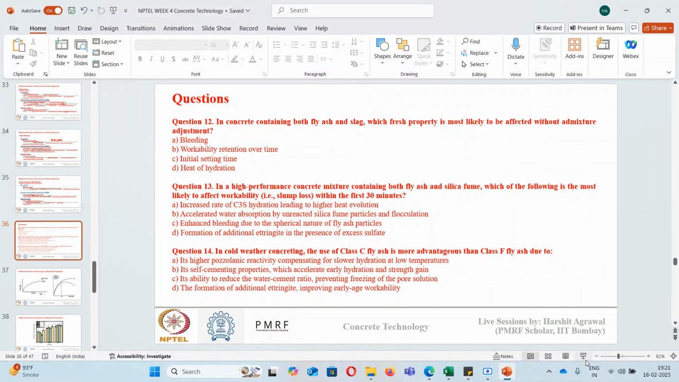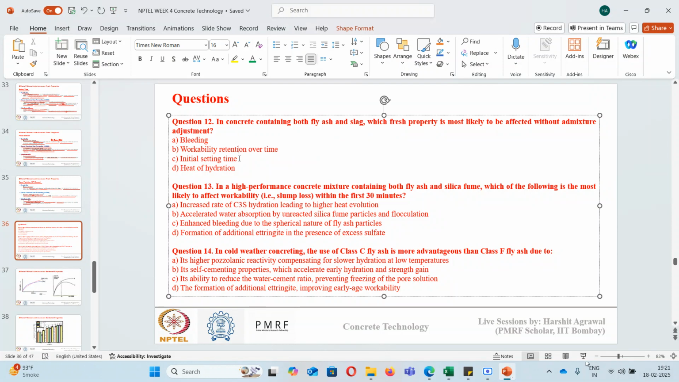Okay, let's see the answers to these questions now. The first question is, in concrete containing both fly ash and slag, which fresh property is most likely to be affected without admixture adjustment? The answer will be initial setting time. Why? Because both fly ash and slag tend to increase the setting time. Slag, how? If it doesn't have a reactive medium to show hydraulic nature.